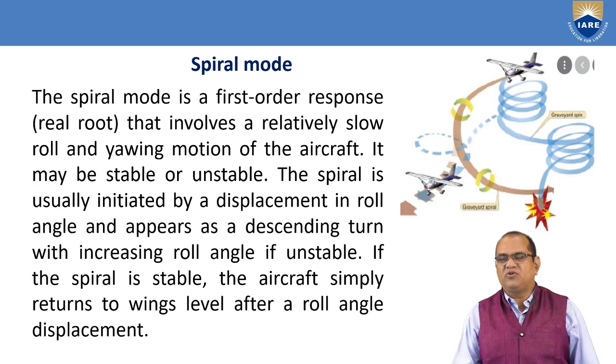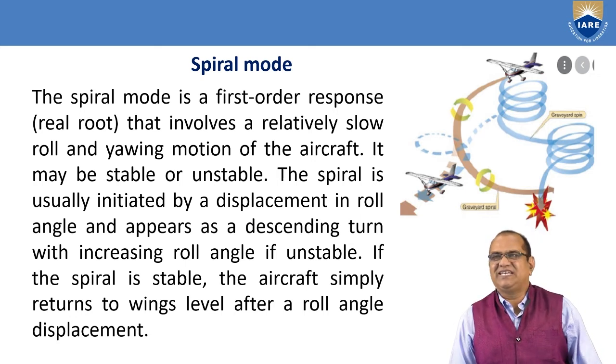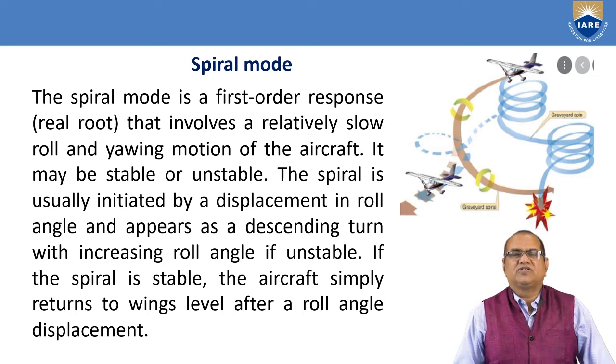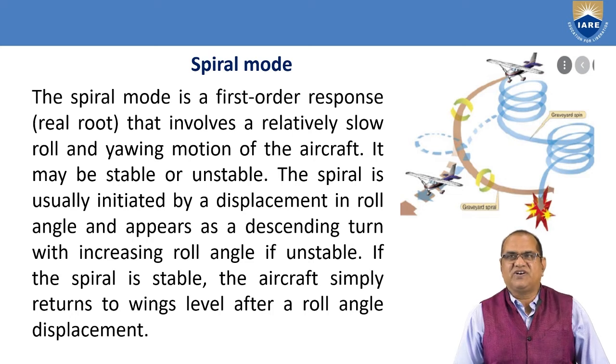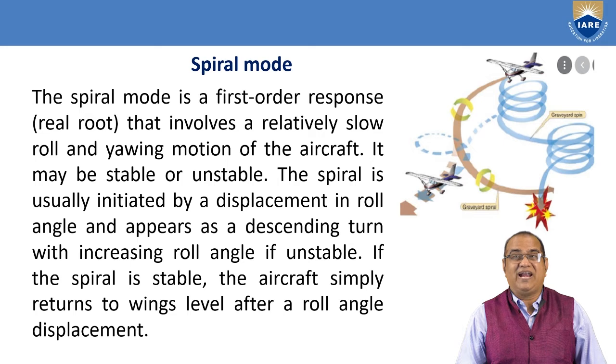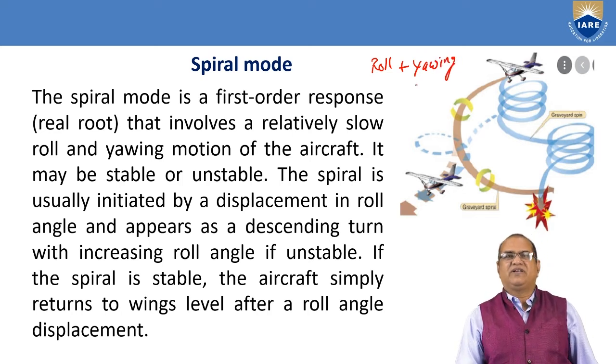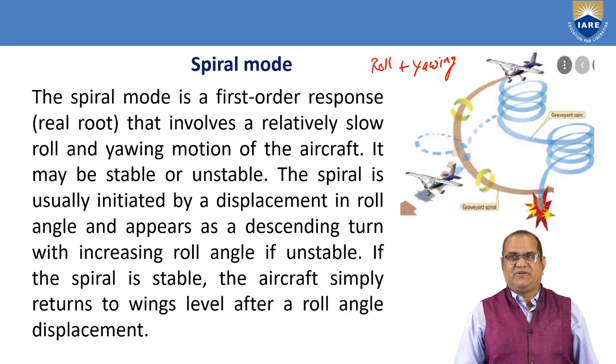Next is spiral mode. So this you can see here in this picture also. First I will discuss spiral mode. The spiral mode is a first order response. It is a real root that involves a relatively slow roll and yawing. So in this roll plus yawing motion of the aircraft, it may be stable or unstable.